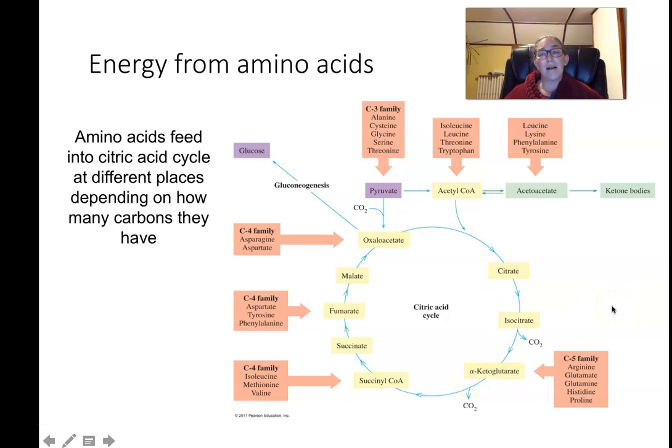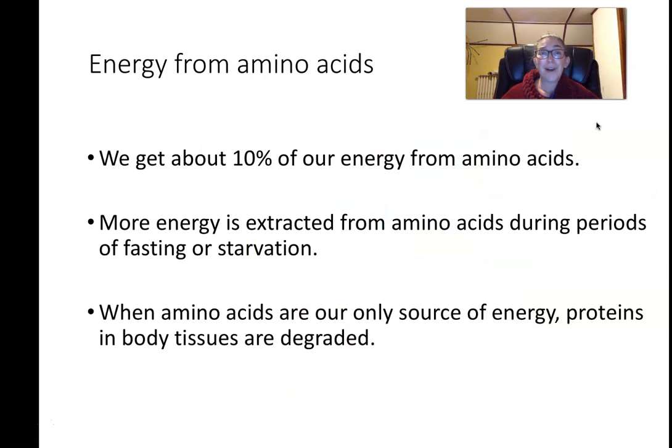Oh, our proteins rarely are used for energy. We tend to use amino acids for building proteins. We have so many necessary functions of proteins that energy is really a last resort use. So we really only start using amino acids for energy when we are starving, or if you're on like a super low carb diet. So only about 10% of our energy really comes from amino acids.